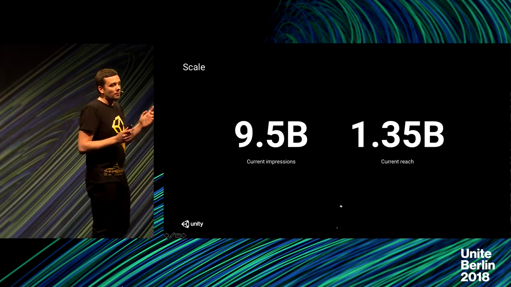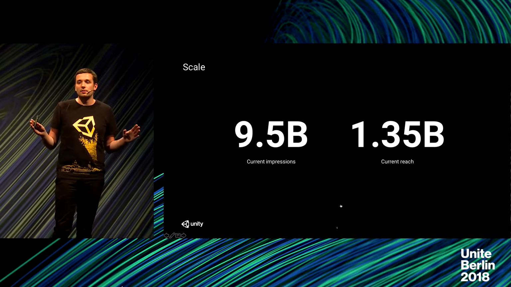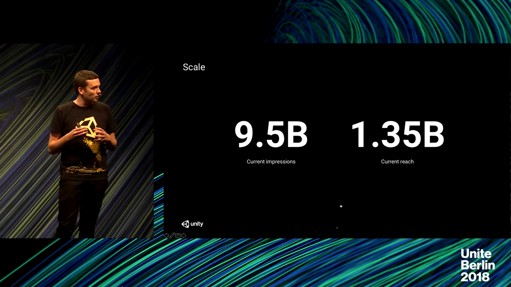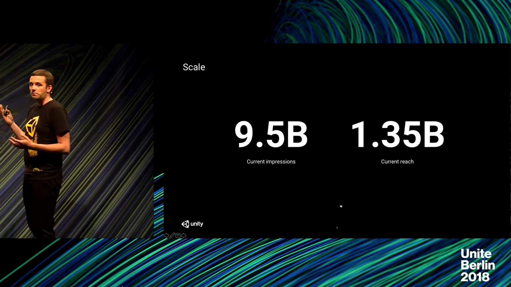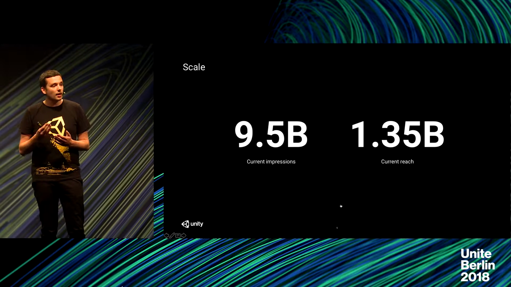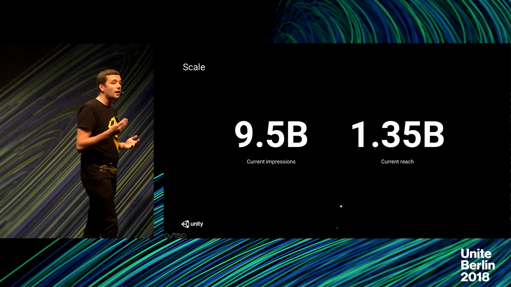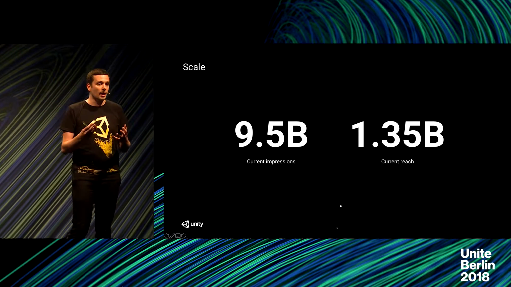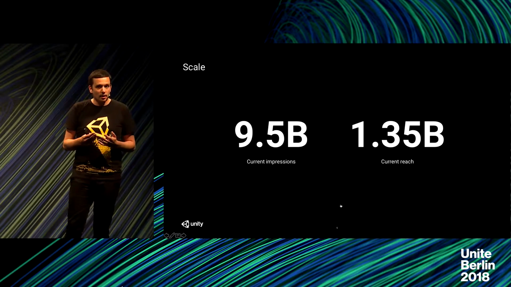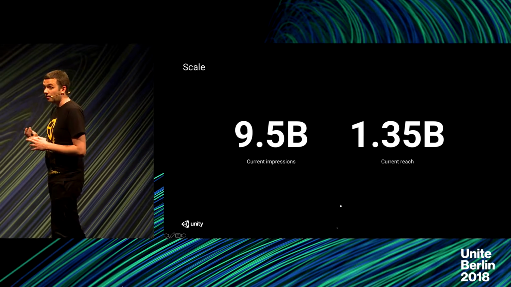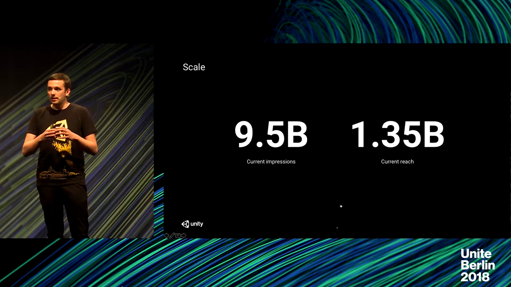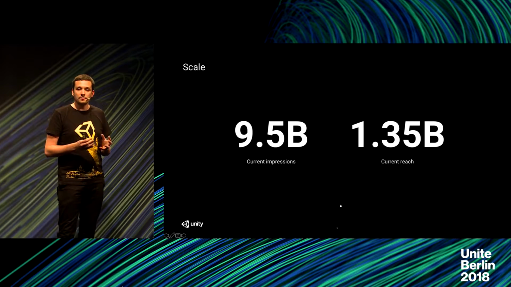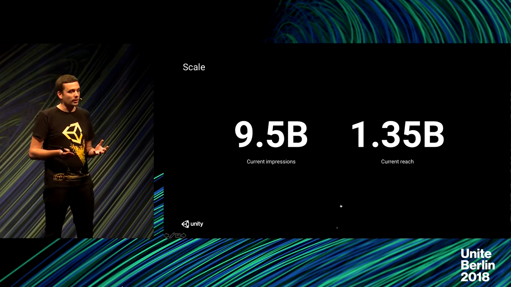But first, a couple of numbers, just to give you the idea of the scale that we're working with when we talk about Unity monetization and Unity ads. In the past month, we've served around 9.5 billion different ad impressions. So we've shown an ad over 9 billion times. And we've shown it to over 1.35 billion different devices, or users, if you will.